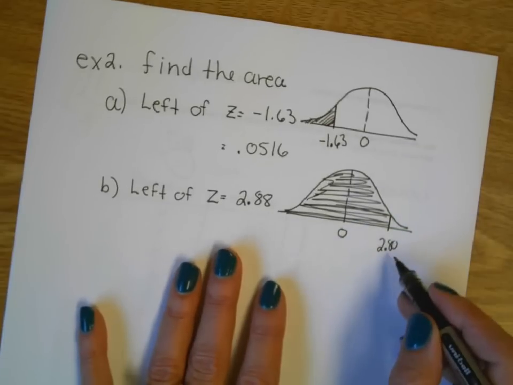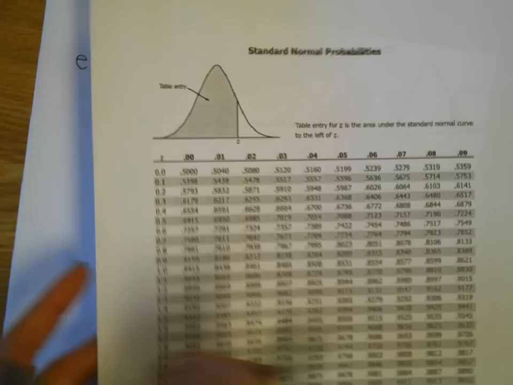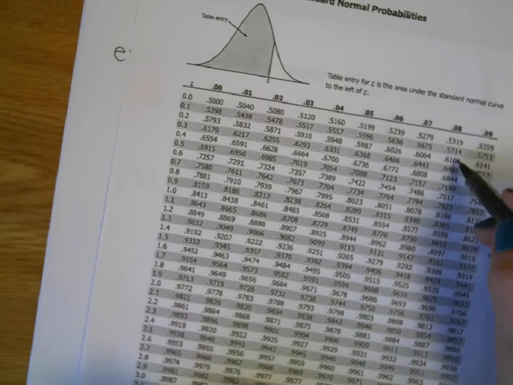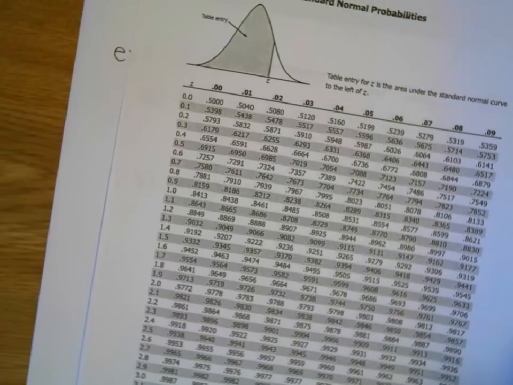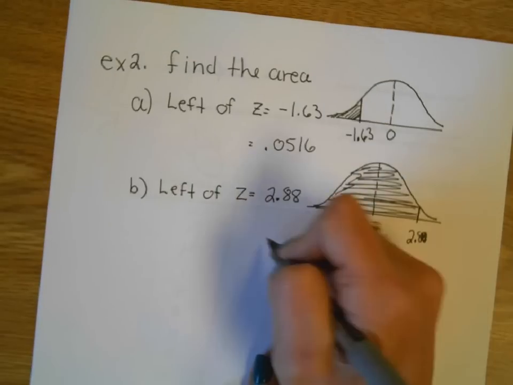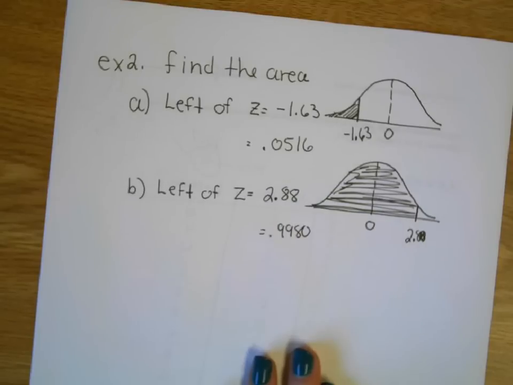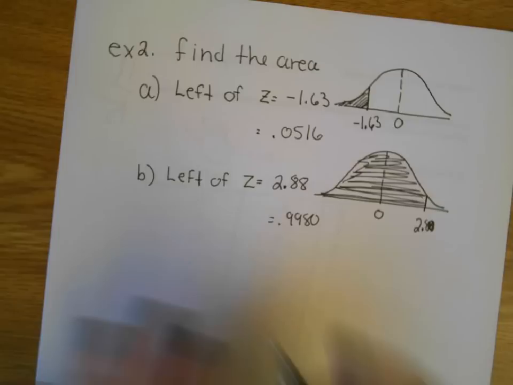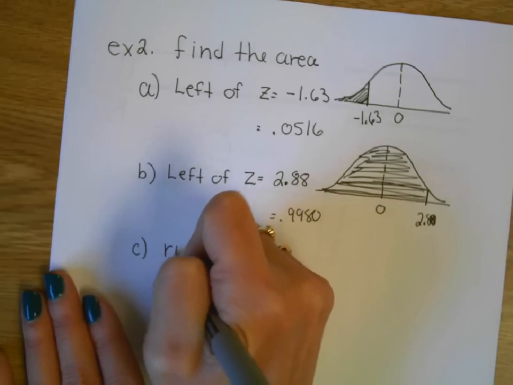So, look up 2.88. Go to the positive side. 2.88 is all the way over here. 0.9980. So 99.8% of the graph is shaded. Okay. So do we understand what that number on the table is giving us? The area behind.